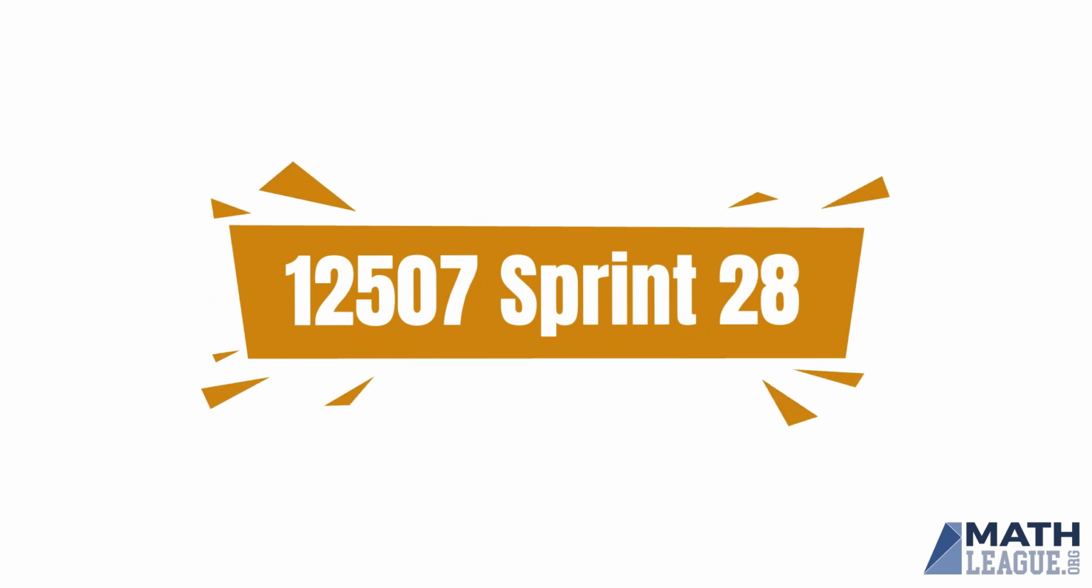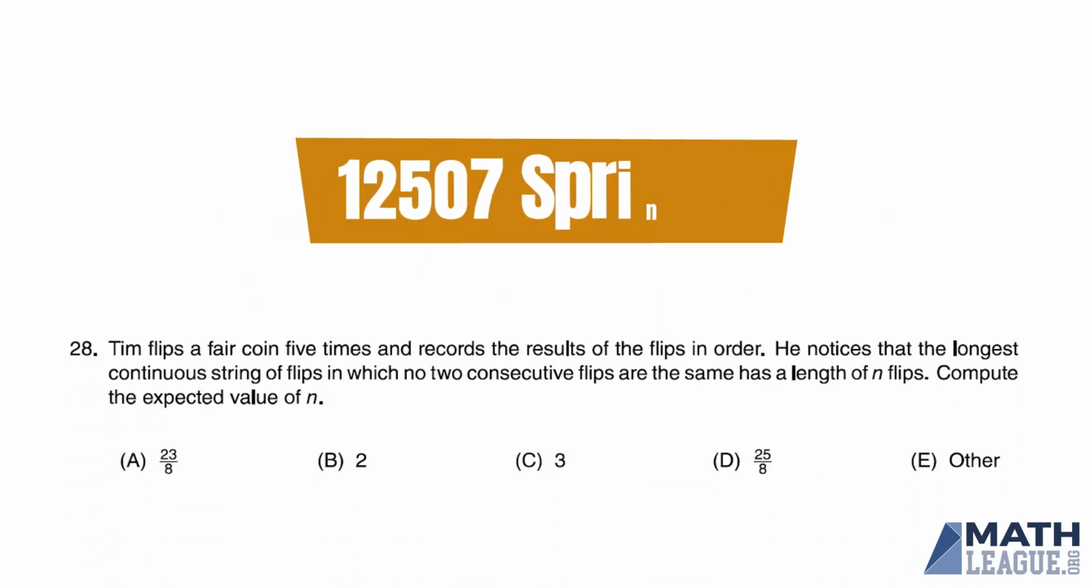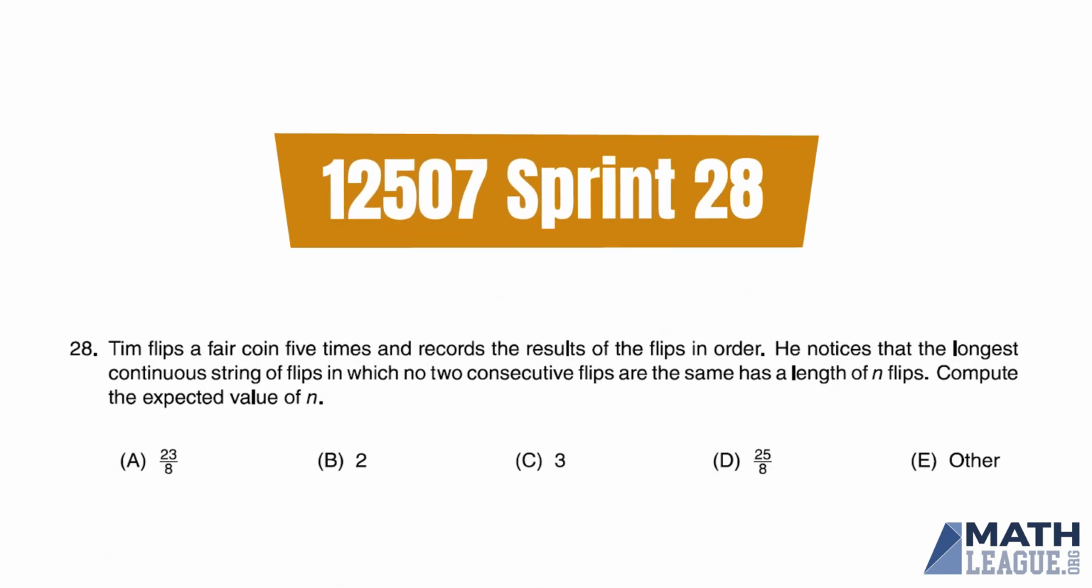Today we're going to be going over sprint number 28 from our 12507 release. Sprint 28 reads, Tim flips a fair coin 5 times and records the results of the flips in order. He notices that the longest continuous string of flips, in which no two consecutive flips are the same, has a length of n flips. Compute the expected value of n.